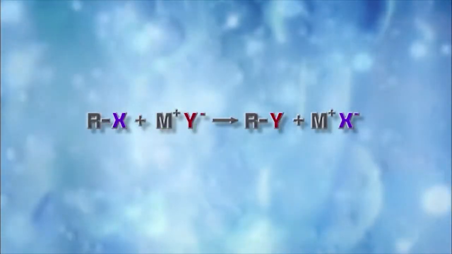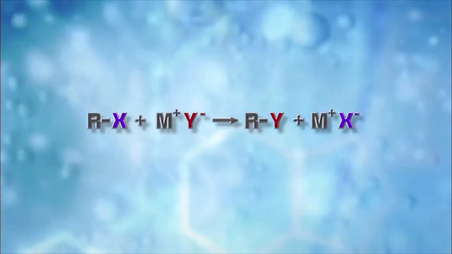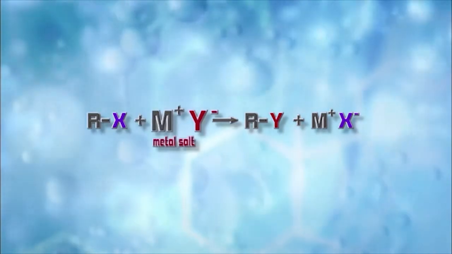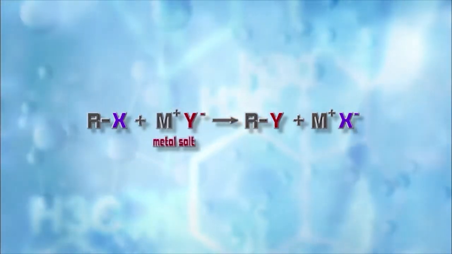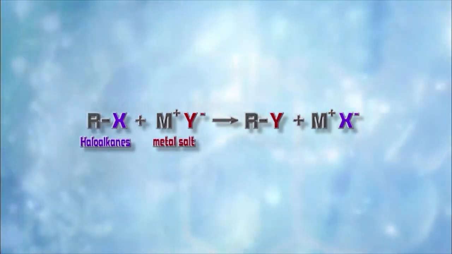Substitution reactions are typical reactions of haloalkanes. Here illustrates the use of an anion, Y-, of a metal salt to substitute for a halogen, X, of a haloalkane.